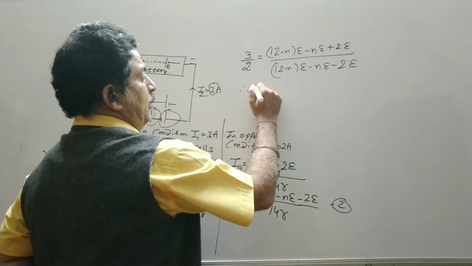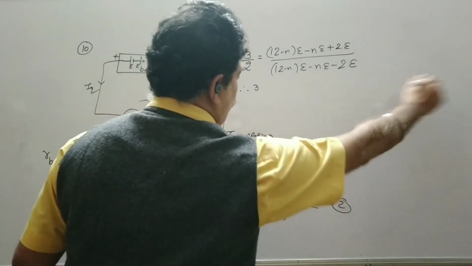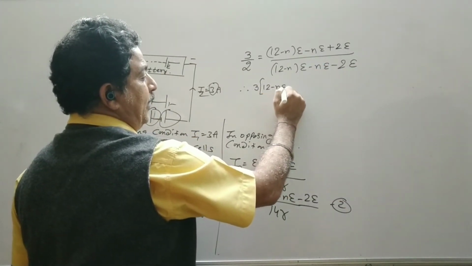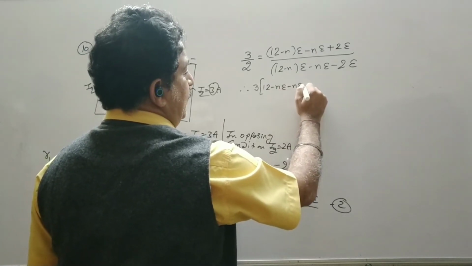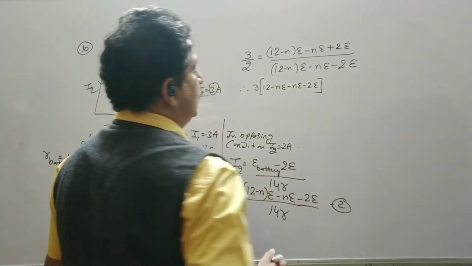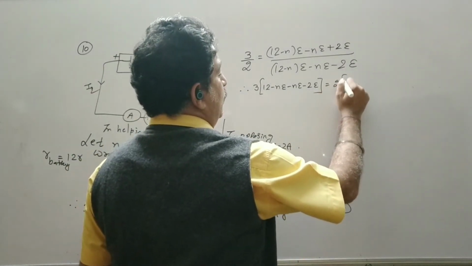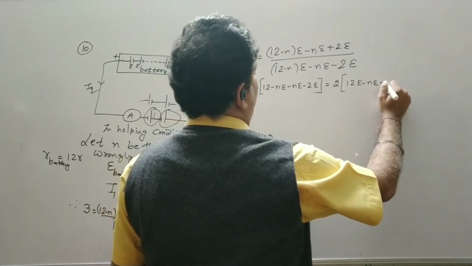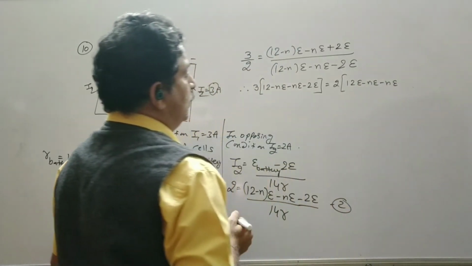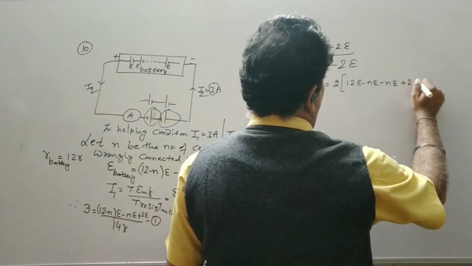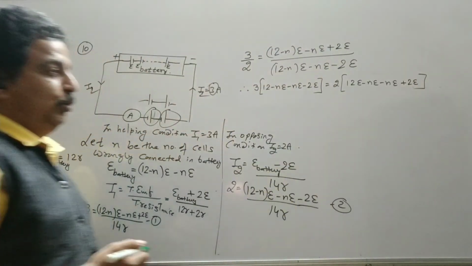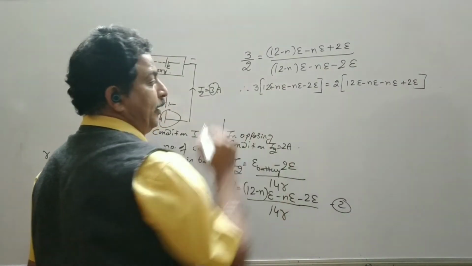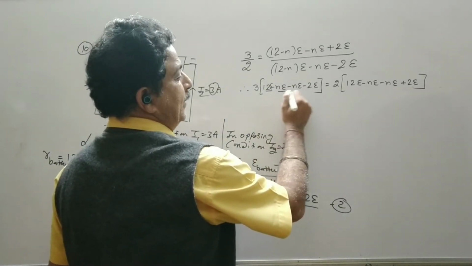Therefore, 3 times, or I can open this bracket, it becomes (12 minus n)E minus nE minus twice E. This is equal to 2 times ((12 minus n)E minus nE plus twice E). So we do the cross multiplication. So this is 12. Now see this 12E minus nE.